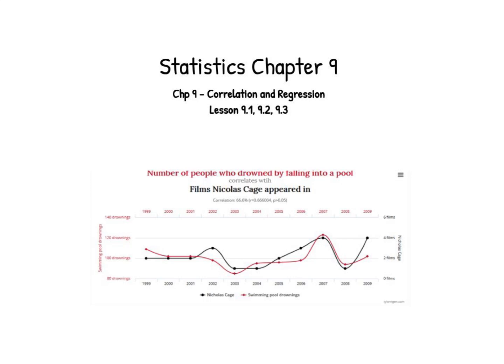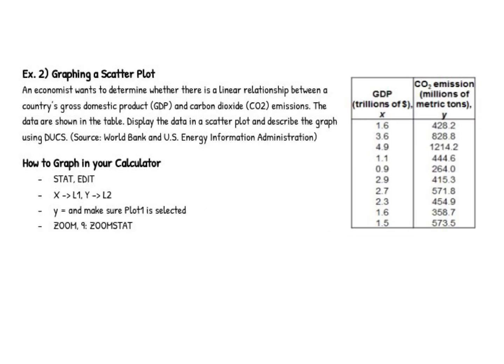Today we're going to take a look at the second part of Lesson 9.1, Correlation, and our Chapter 9 packet, Correlation and Regression. So today we're going to talk about graphing a scatter plot. An economist wants to determine whether there is a linear relationship between a country's gross domestic product and its carbon dioxide emissions. The data are shown in the table. Display the data in a scatter plot and describe the graph using DUCKS.